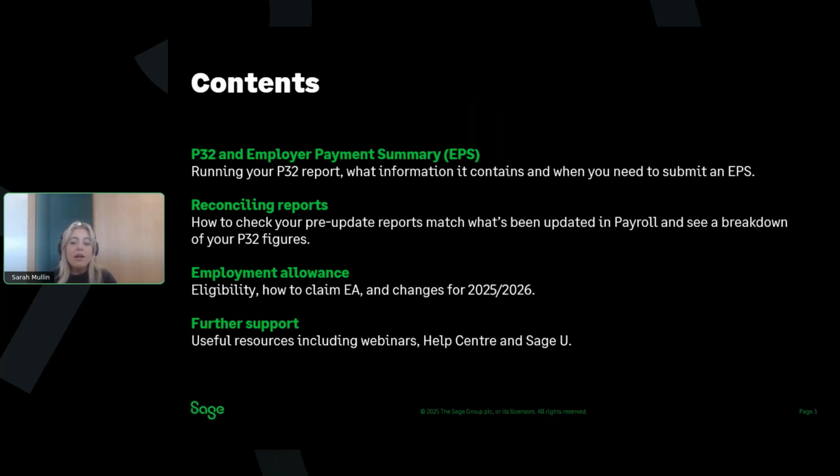I'll then finish with a section on employment allowance, running through the eligibility, which did change this tax year, and the steps to claim employment allowance, as well as the process of claiming that each month by reducing your P32 liability. I'll then wrap things up by taking a look at some further support, and there's plenty of time for questions at the end as well.